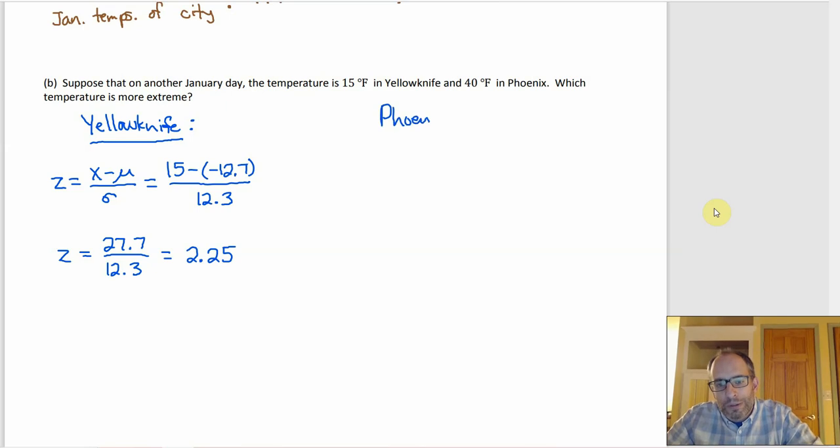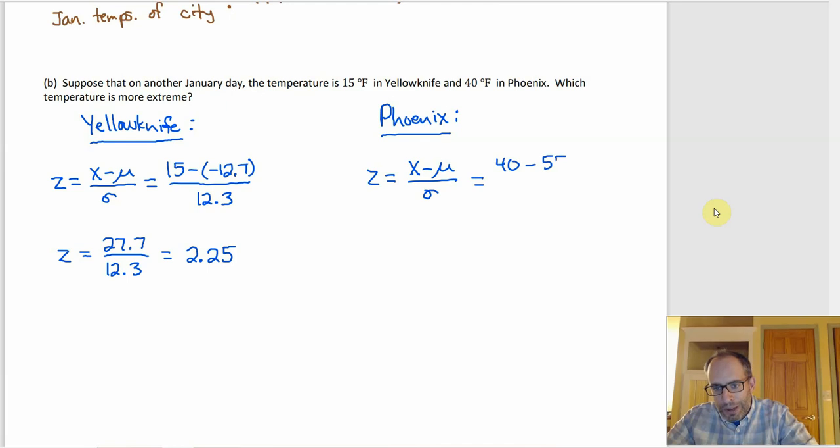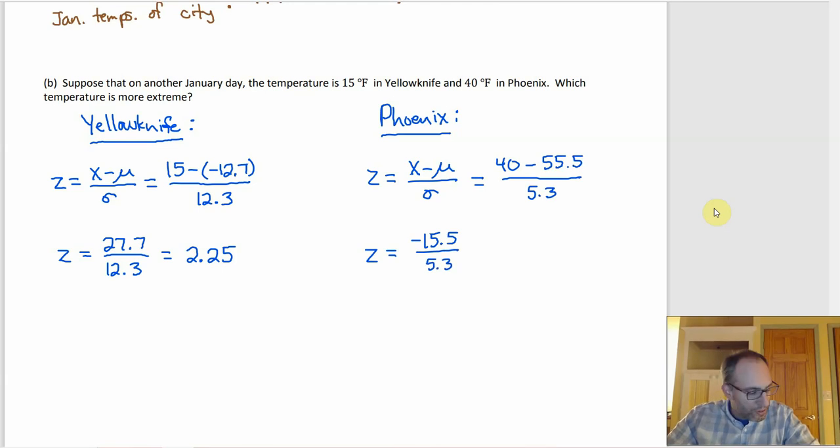So let's see what we get for Phoenix. Maybe we'll get something unusual here too. We probably will because the standard deviation is so small. But we'll get our z-score, so x minus mu over sigma again, so 40 is the Phoenix temperature we're interested in now, minus the Phoenix mean, which is 55.5, and then divided by the Phoenix standard deviation, which is 5.3. So the z-score here is going to be negative 15.5 over 5.3, which is negative 2.92.